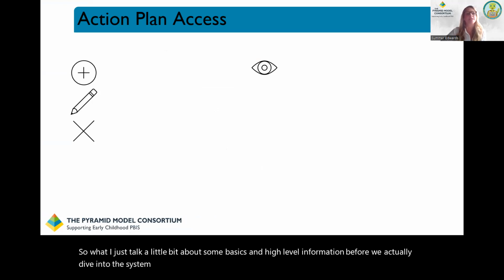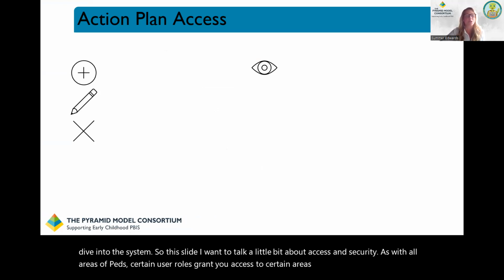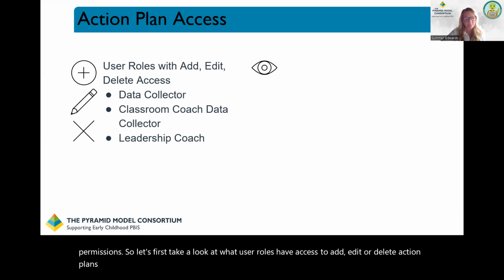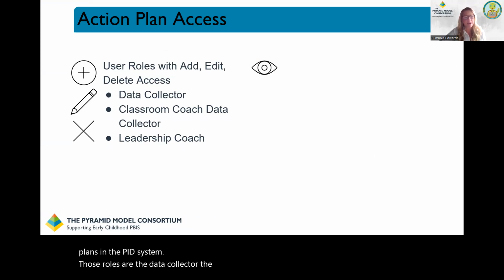So on this slide, I want to talk a little bit about access and security. As with all areas of PIDS, certain user roles grant you access to certain areas of the system with certain permissions. So let's first take a look at what user roles have access to add, edit, or delete action plans in the PIDS system. Those roles are the data collector, the classroom coach data collector, and the leadership coach.